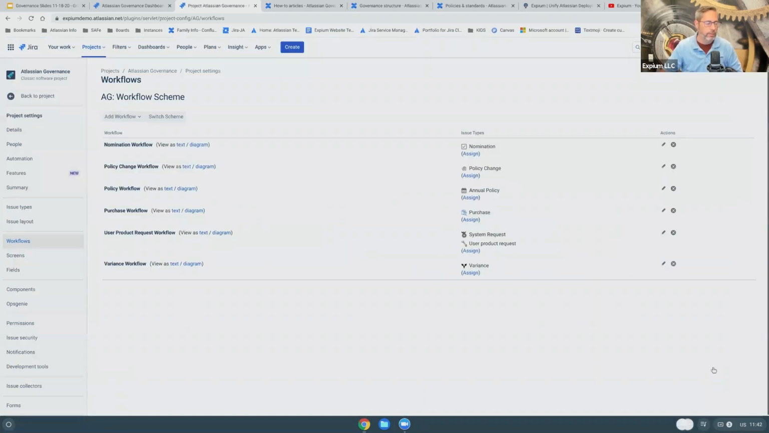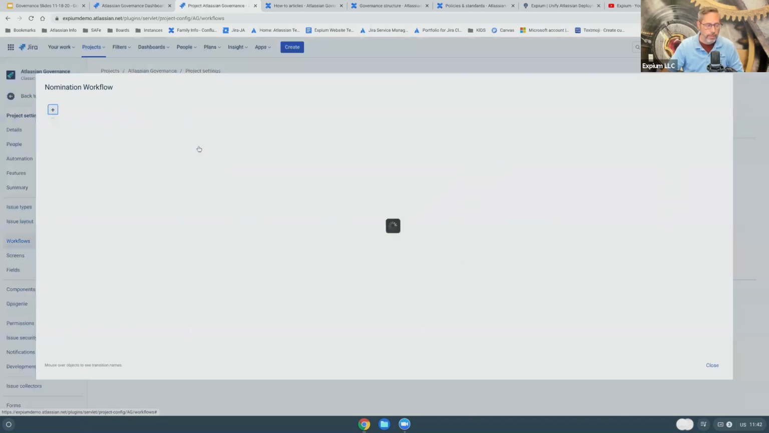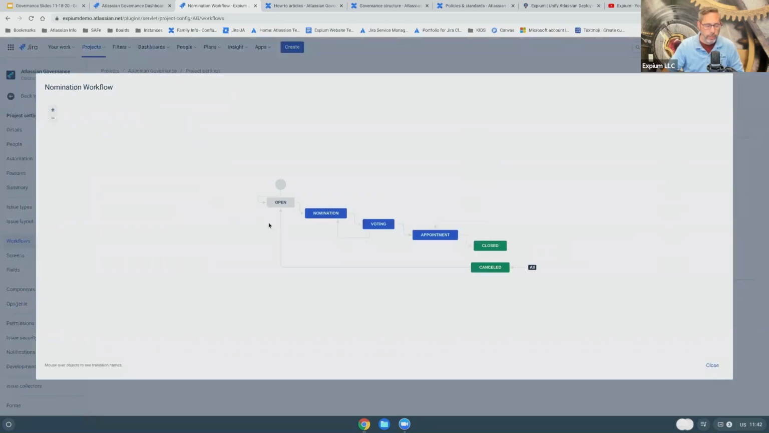So if I look at the ideas around governance activities, you might have something like a nomination workflow, right? We have a governance structure where we have people that are in these governing bodies. Occasionally people leave. We need to bring more people in. So why not use Jira to create a ticket? We might have a workflow that's something like this.